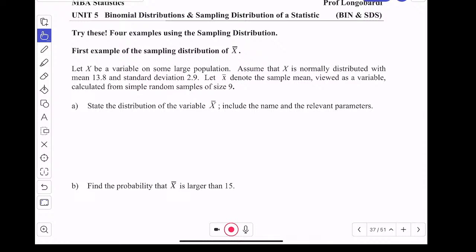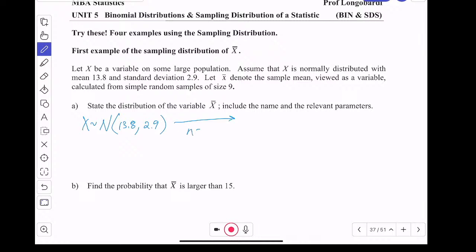All right, so you have all the answers to these, but let's do a few of these together, okay? Let x be a variable on some large population. So x is known to be normally distributed with mean 13.8. So notice I say this large. You're going to see that because you need that assumption. X is normal with a mean of 13.8 and a standard deviation of 2.9.